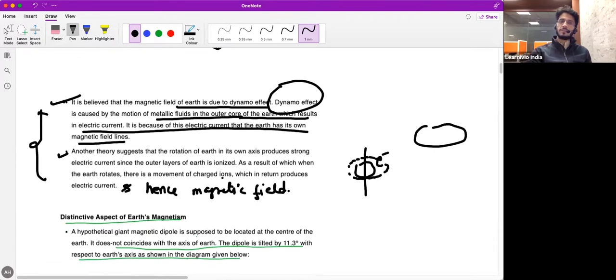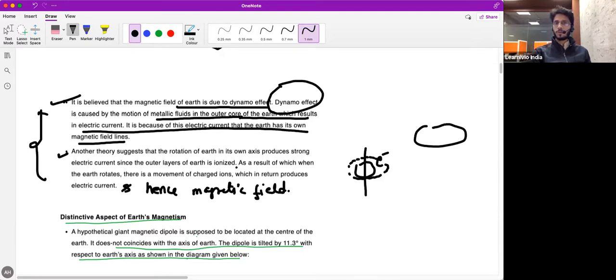Or there's another theory which says, if this is Earth, outside the surface of Earth some charged particles get trapped. Along with sun rays, some cosmic rays, some charged particles are coming. Those charged particles get trapped outside the surface of Earth. When the Earth is rotating, it seems like these charged particles are in motion with respect to Earth. Due to the relative motion of these charged particles, you can have some magnetic field.